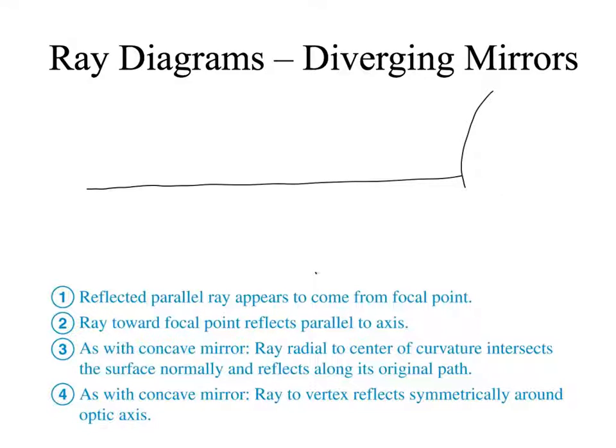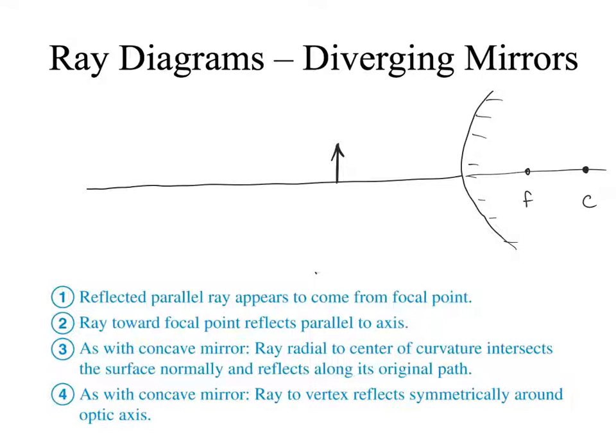So a diverging mirror looks more like this. It's convex, and the center of curvature is going to be over here. And likewise, the focal point is going to be over here. Remember, that means those values are negative. And so I'm going to draw my object right here. Because it seems like when I have to draw the lines really long, it's hard for me to draw them straight. So I'm going to try to make it easy for myself there.